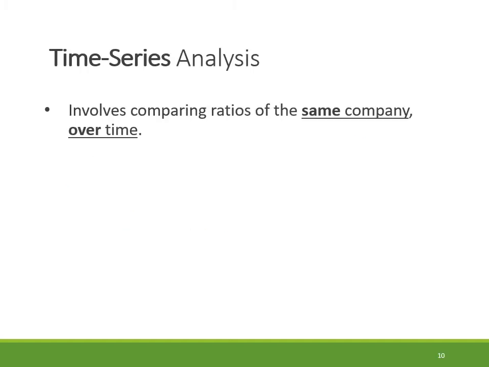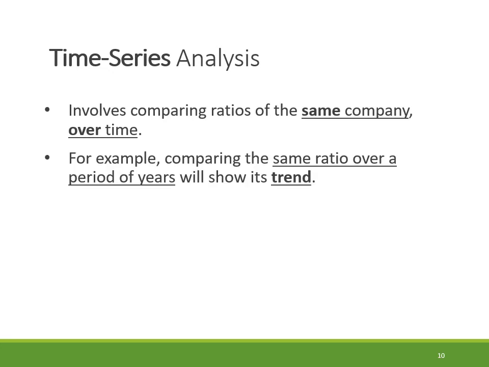So time series analysis involves comparing ratios of the same company over time. So it's one company over a period of years. For example, comparing the same ratios over a period of years will show the trend. Is it going up or down? Is it improving or worsening?